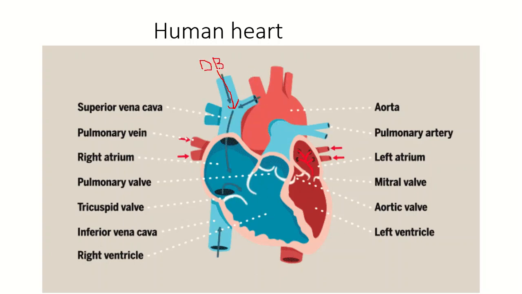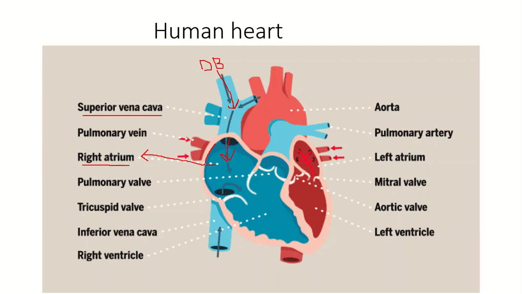From where is it coming? It is coming from the body, and this part that is receiving the deoxygenated blood is called the superior vena cava. It means this is the bigger part of veins. So after this, the blood will enter into the chamber of the heart, and the first chamber that will receive the deoxygenated blood is called the right atrium.